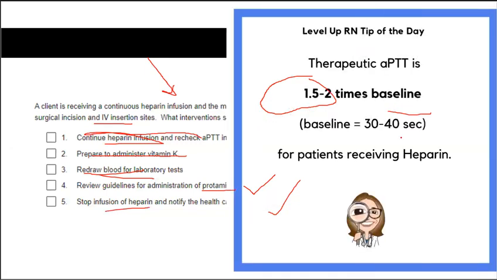So again, your therapeutic APTT should be 1.5 to 2 times the baseline, and the baseline is between 30 to 40 seconds for patients receiving heparin. So again, I know we talked about PTT, but your APTT is the most commonly used test to monitor heparin in patients.